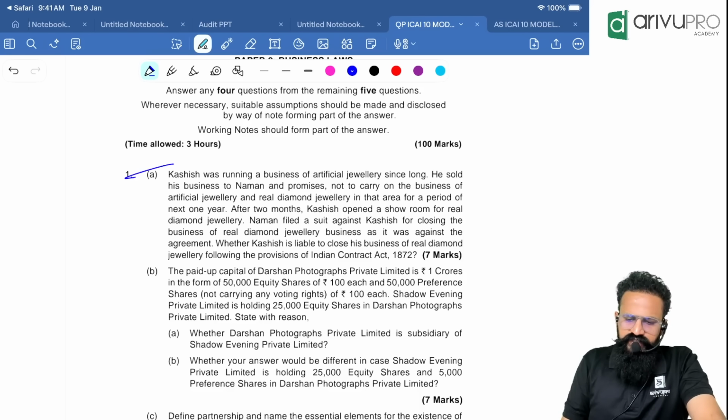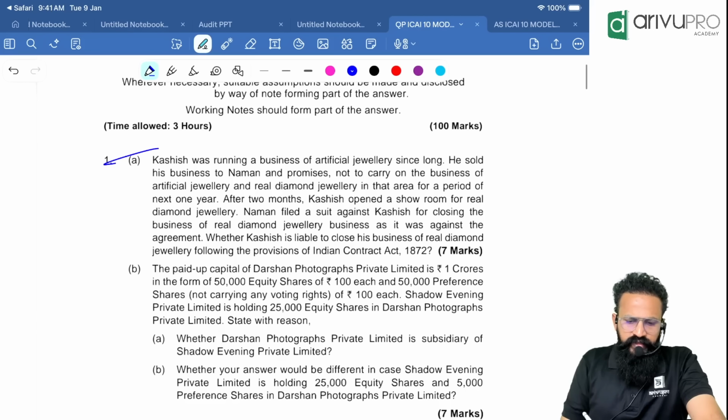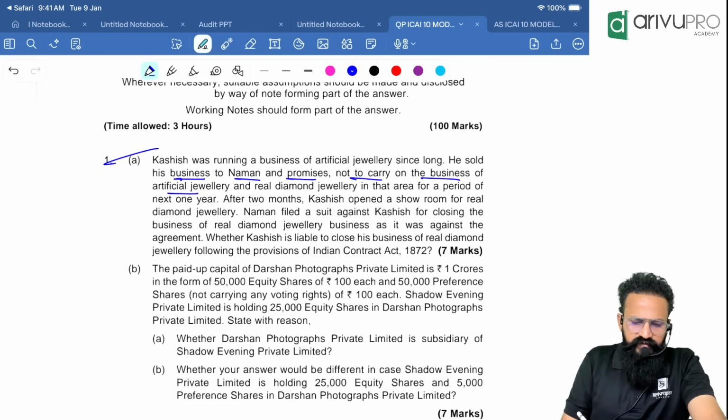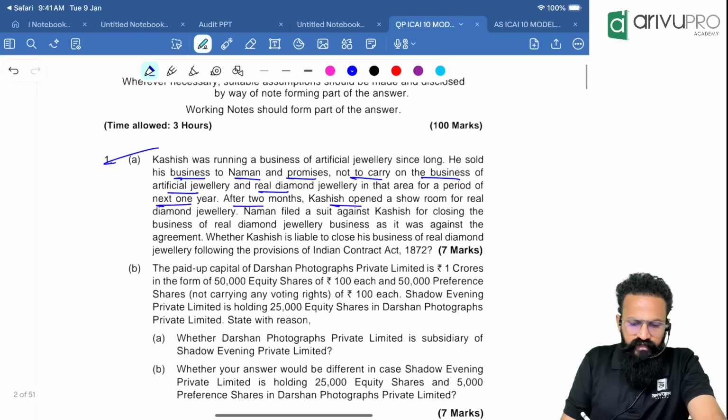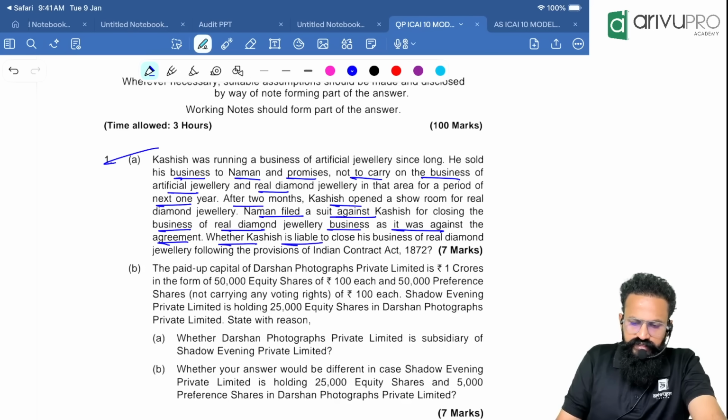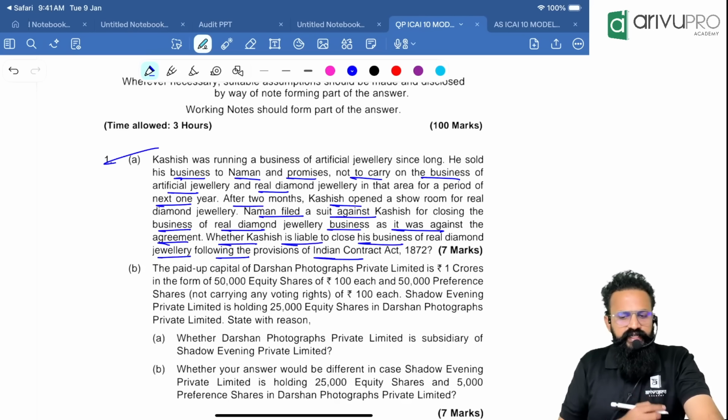Kashish was running a business of artificial jewelry since long. He sold his business to Naman and promised not to carry on the business of artificial jewelry and real diamond jewelry in that area for a period of the next 1 year. After 2 months, Kashish opened a showroom for real diamond jewelry. Naman filed a suit against Kashish for closing the real diamond jewelry business as it was against the agreement. Whether Kashish is liable to close his business of real diamond jewelry following the provisions of the Indian Contract Act.